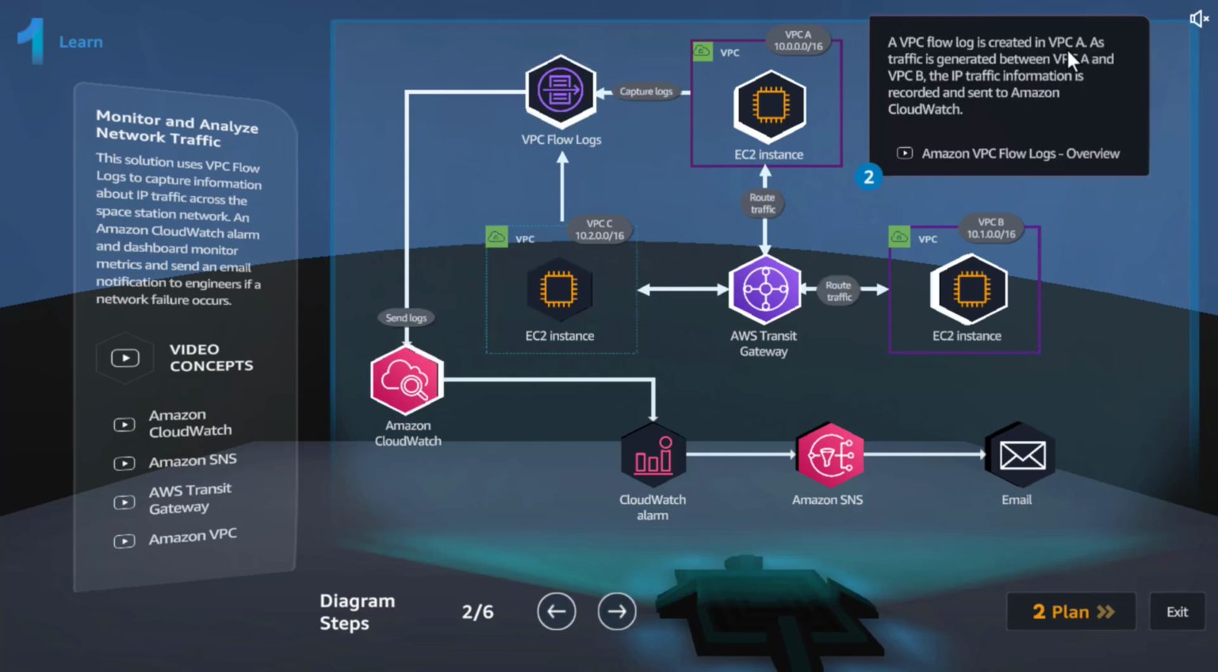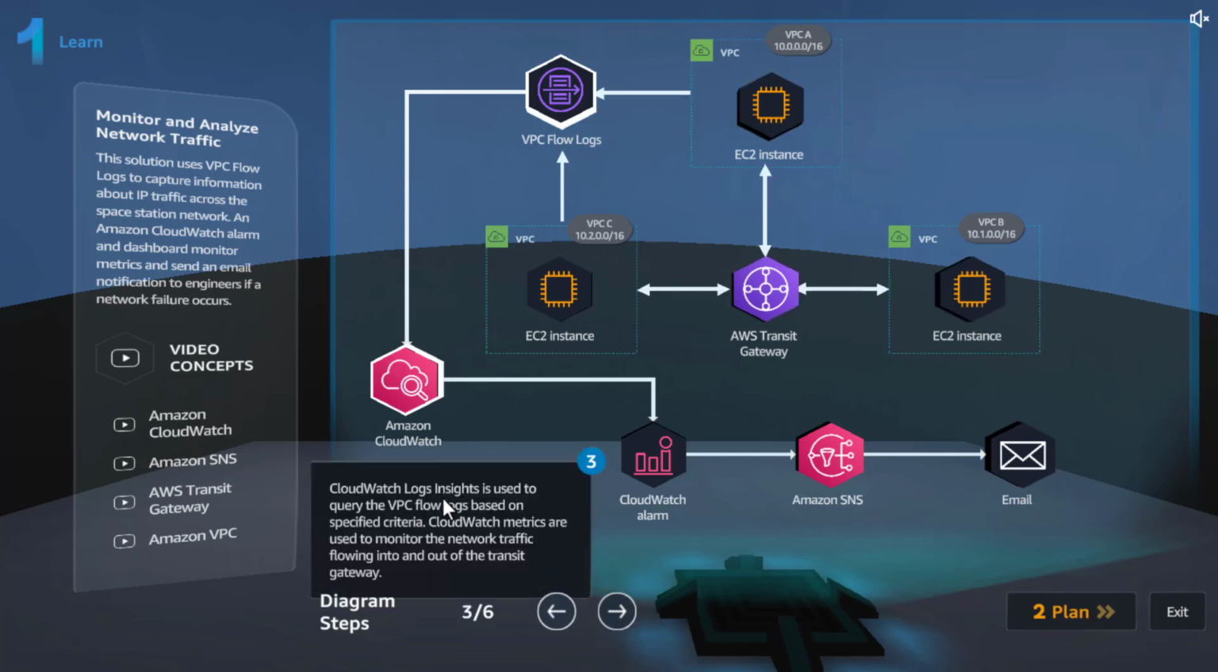A VPC flow log is created in VPC A. As traffic is generated between VPC A and VPC B, the IP traffic information is recorded and sent to Amazon CloudWatch, which is something like this. You can see that. CloudWatch Logs Insights is used to query the VPC flow logs based on specified criteria.